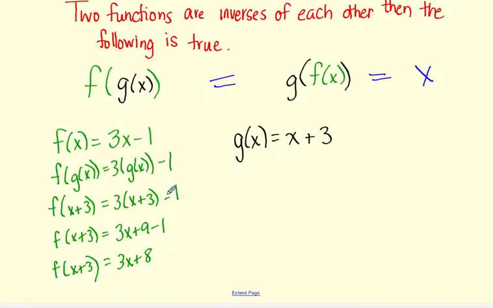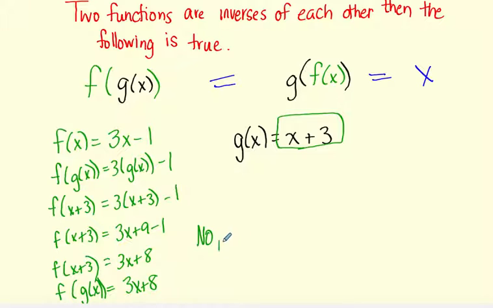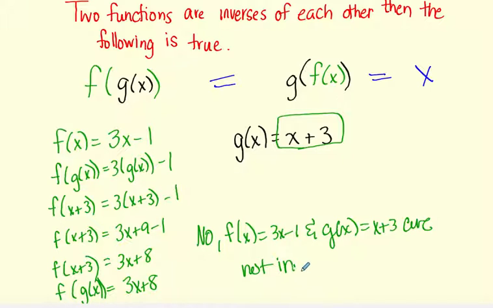All right, again, x plus 3 is equivalent to g of x, so I have f of g of x in this problem equals 3x plus 8. Now, to be inverses of each other, both of these have to equal x. Since this one failed, this does not equal x, it equals 3x plus 8, then no, they are not inverses.